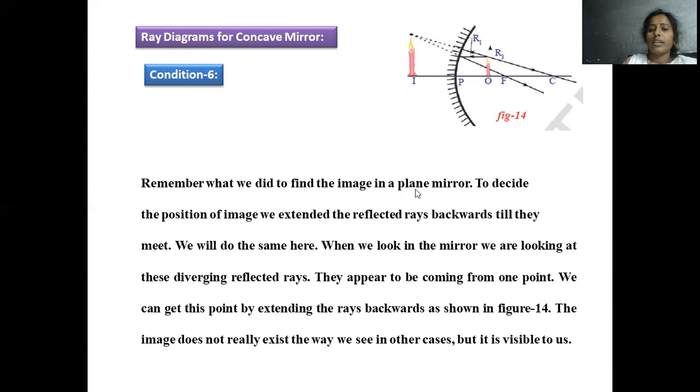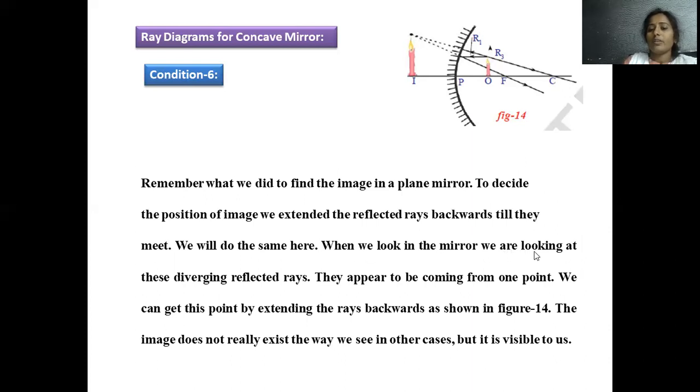Remember that, we find the image as in the plane mirror. Whatever we take, the plane mirror, we consider to decide the position of the image. We extend the reflected rays backward. Reflected rays are extended in the backward direction beyond this curvature. This is called parabola. This is the curvature which is denoted as a concave mirror. Beyond this curvature, we are going to extend these reflected rays, right?